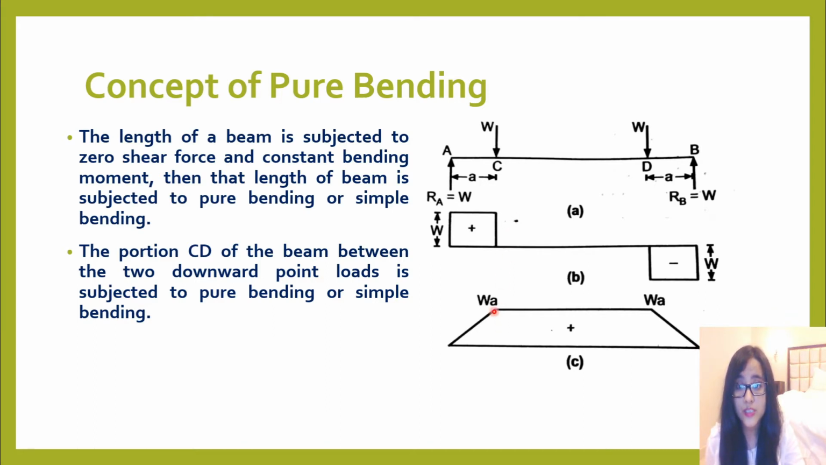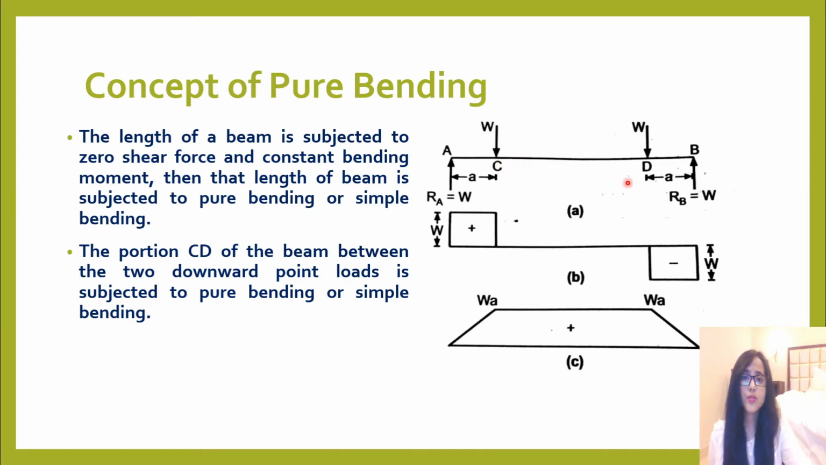That means the W into A bending moment at C remains W into A all the way to D. That means the bending moment coming on this beam is constant from C to D, right? And this is equal to W into A. Now in this case, the portion CD of this beam between the two downward loads is subjected to pure bending, right?